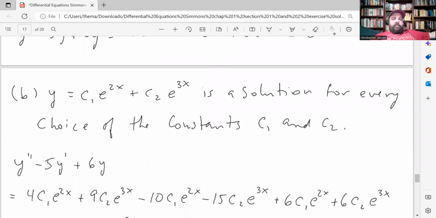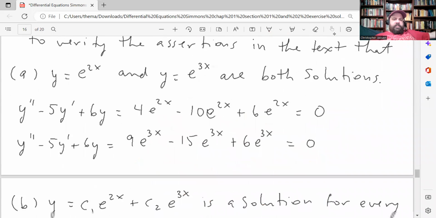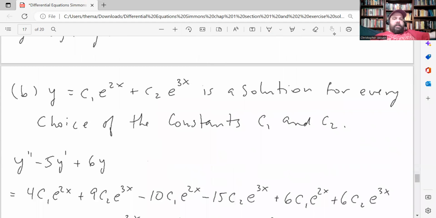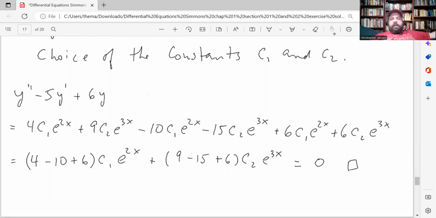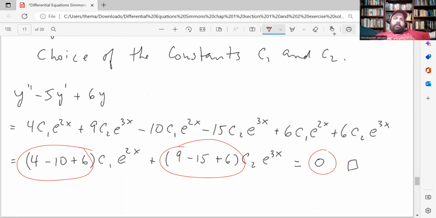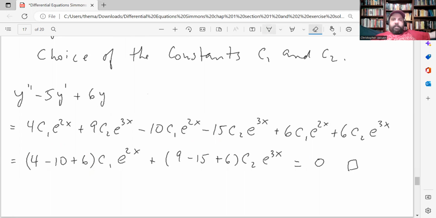All right, for part B of that problem, number 6, they want us to show that y equals c1 e to the 2x plus c2 e to the 3x is a solution for every choice of the constants c1 and c2. In other words, they want you to show that if you take a linear combination of the two solutions that we found above, you still get a solution. So all you do is plug that function into the differential equation and show that it works. So here, when you do that, you end up with 0 plus 0, which is 0. You just do the second derivatives and the first derivatives and combine everything.